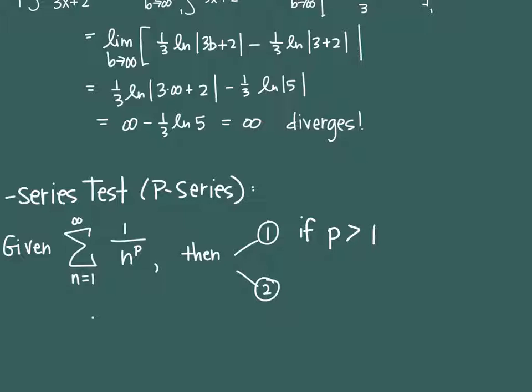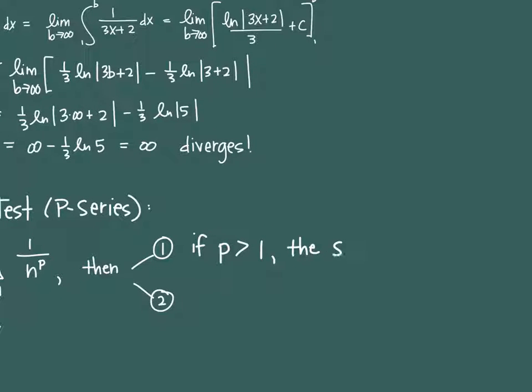If the power is greater than 1, this should make sense to you. What will happen to the denominator? It's going to get huge. If the denominator gets huge, what happens to the terms? They get small. So if p is greater than 1, the series will converge. If p is less than or equal to 1, the series will diverge.